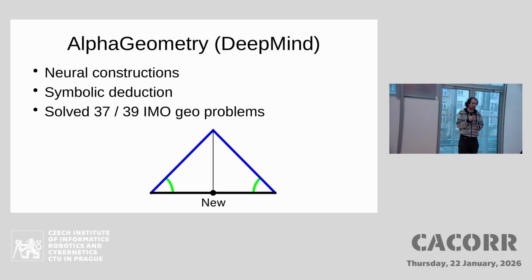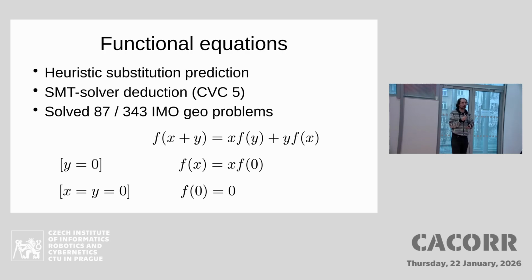With this approach, DeepMind, I was in their team, solved 37 out of 39 IMO geometry problems. And here we tried something very similar with functional equations. Functional equations are a bit harder. They're not as specific, the deduction is not as simple as with geometry, but we scraped a lot of functional equations, not only from IMO, but also from other high school Olympiads, from the preliminary rounds to get to IMO. We got 343, sorry, this is not geometry problems. This is a typo. This is functional equation problems.